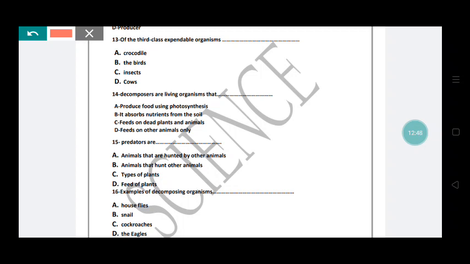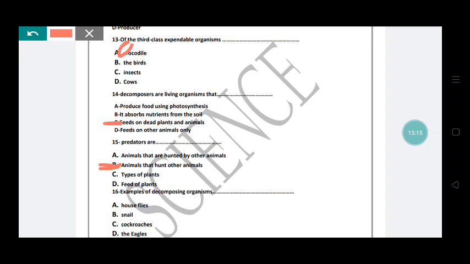what is the tertiary consumer here? Crocodile, the birds, insects, cows. Super. Crocodile. Decomposers are living organisms that feed on dead plants and animals. Super. Predators are animals that hunt other animals.